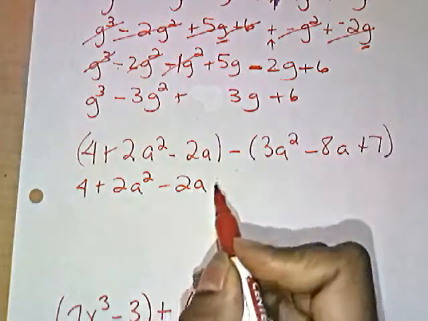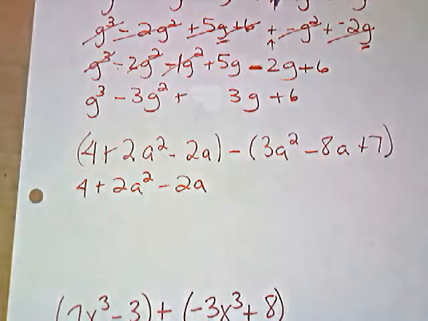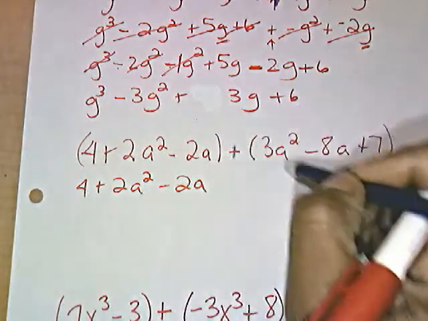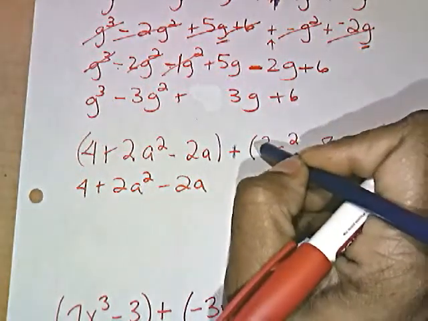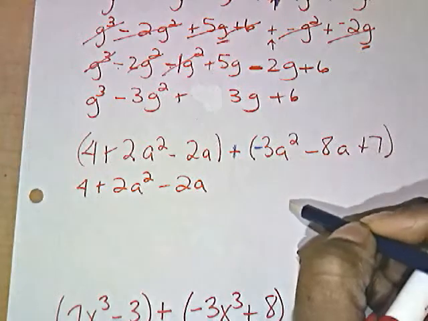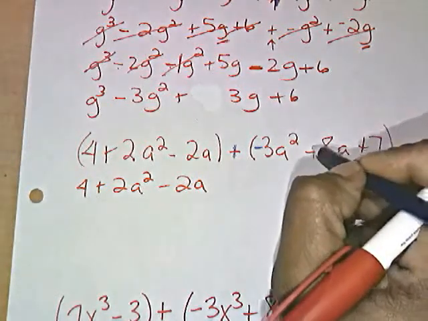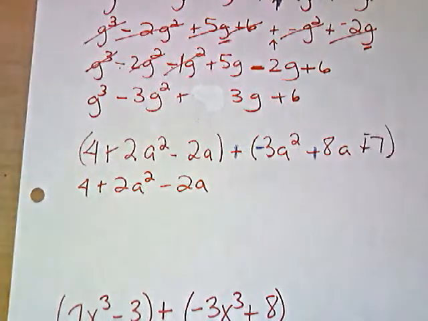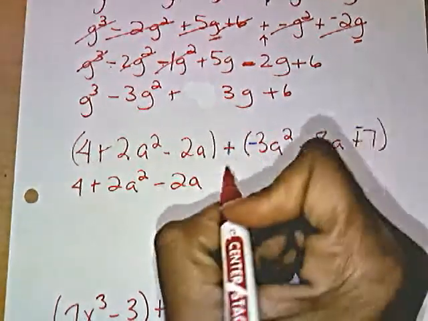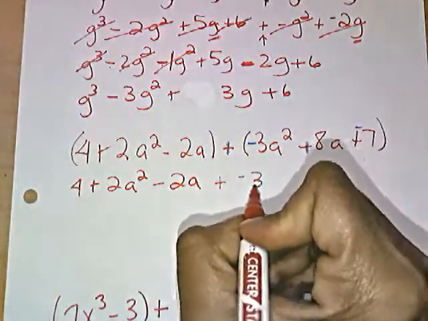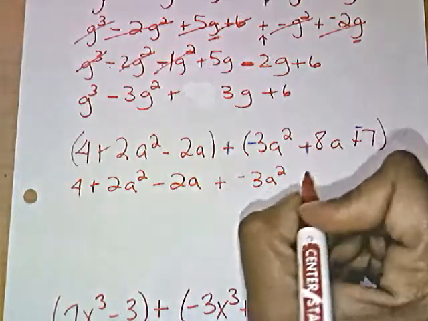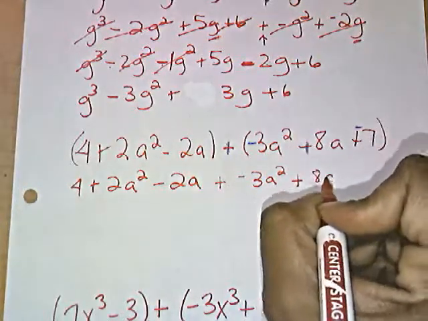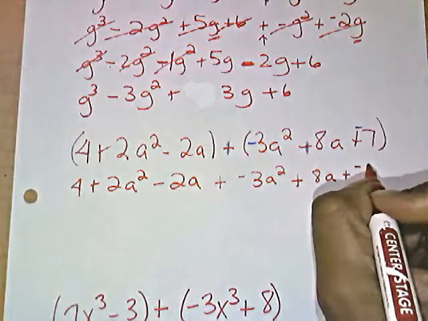Okay? I'm going to go through and I'm going to change all my signs. This becomes addition. This is already positive, so it becomes negative. Okay? This becomes positive. And this becomes negative. Okay? So then that becomes plus negative 3a squared plus 8a plus negative 7.